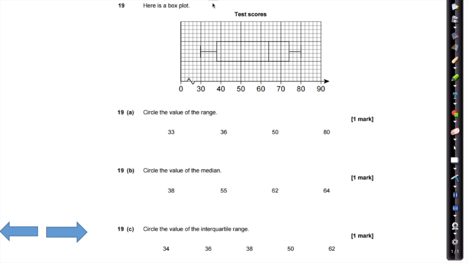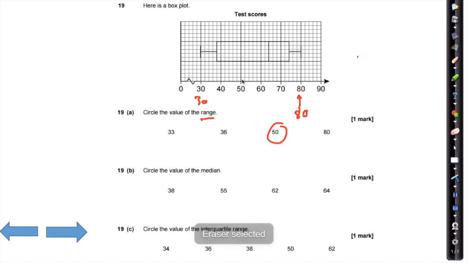Question 19, furthermore, box plots. It's quite hard to see this one actually, but the value of the range, first of all, which is the largest number minus the smallest number. So the highest value here is 80. The lowest value is 30. So the range is the difference between the largest value and the smallest value, which will be 50.